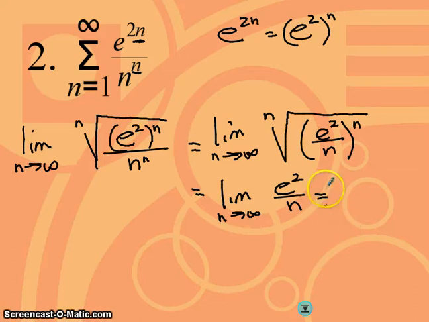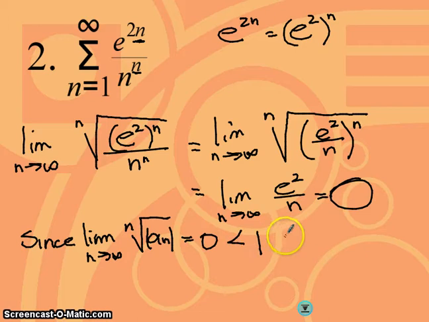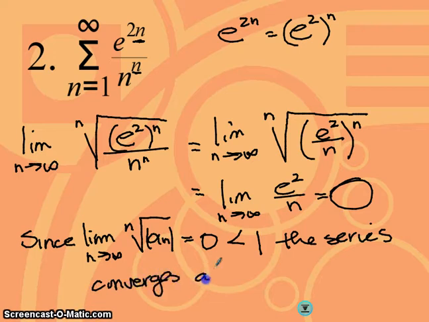And if we evaluate that limit, e squared is just a constant, n is getting very, very large, and the limit's going to be 0. So since the limit is equal to 0, which is less than 1, the series converges absolutely by the root test.